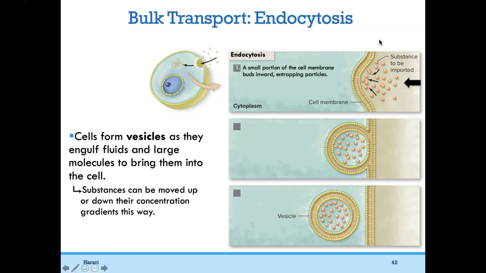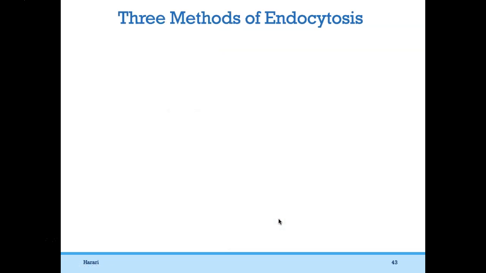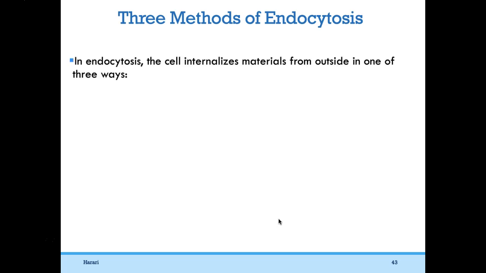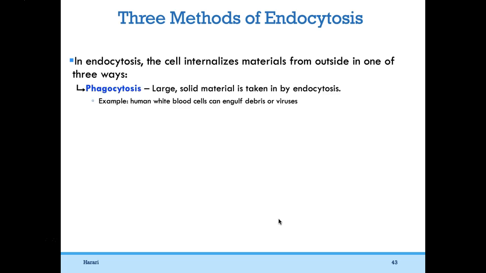And endocytosis is the reverse. So a small portion of the membrane will bud inward, trapping large particles from the outside, and a vesicle will be formed, which can bring the particles into the cell. The vesicle will then unwrap and allow all the particles inside of the cell. So endocytosis comes in 3 varieties. They can internalize materials from the outside in one of 3 ways.